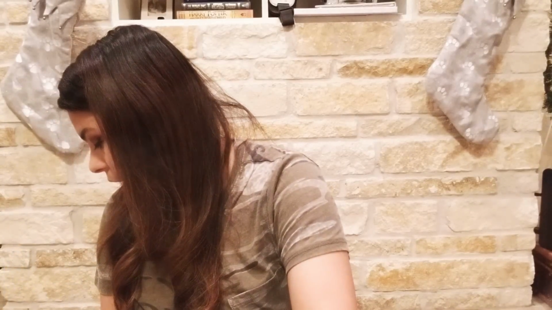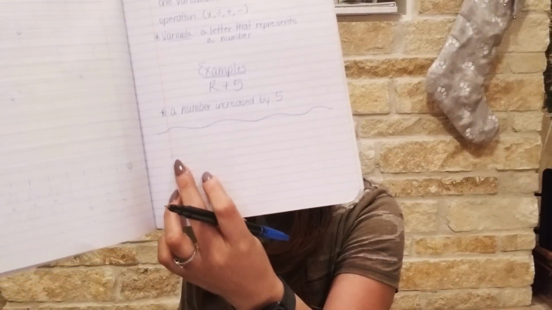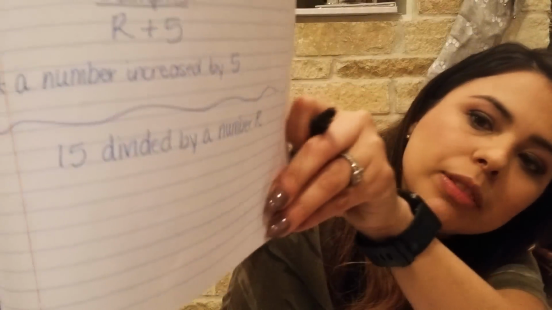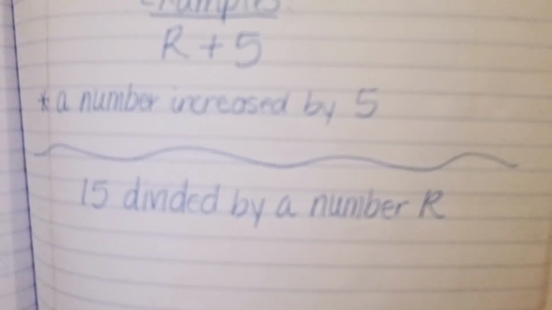Okay, and now we're going to do it reversed. First I gave you the expression, now I'm going to give you the phrase, and we have to come up with the expression that goes with that one. So underneath my little squiggly right here, I'm going to write 15, the number 15, divided by a number R. 15 divided by a number R.